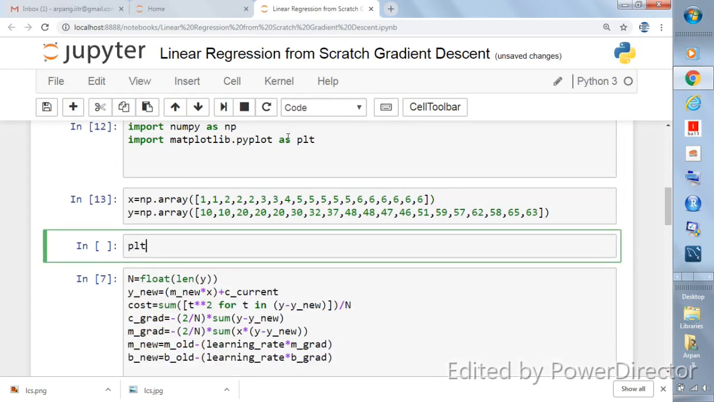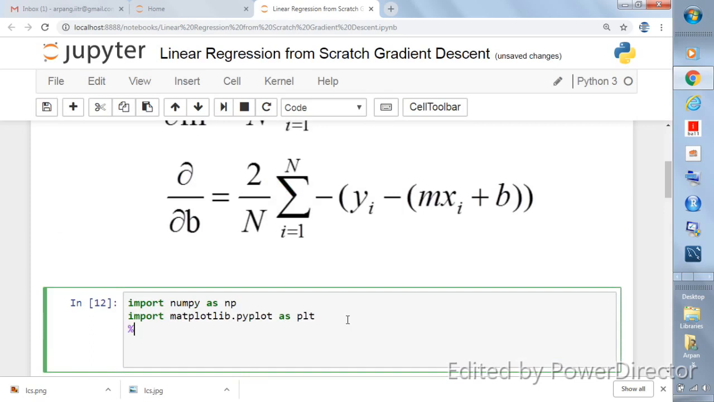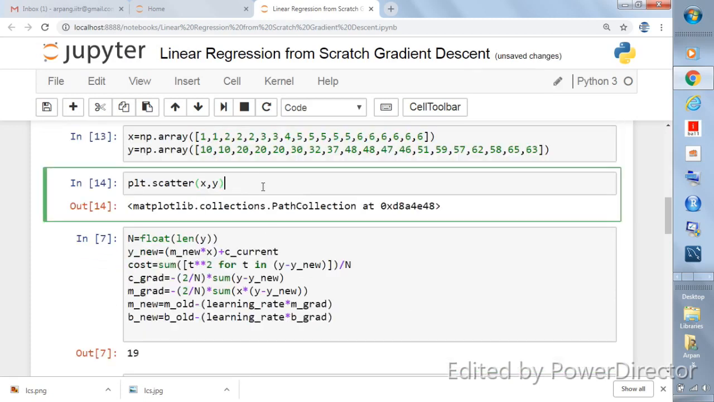Now we will be using matplotlib.pyplot as plt. Let's just see how these values are looking. We will be using plt.scatter. This is a scatter plot of how y is changing with x. Let's see. We have to write %matplotlib inline, just to visualize this inline.